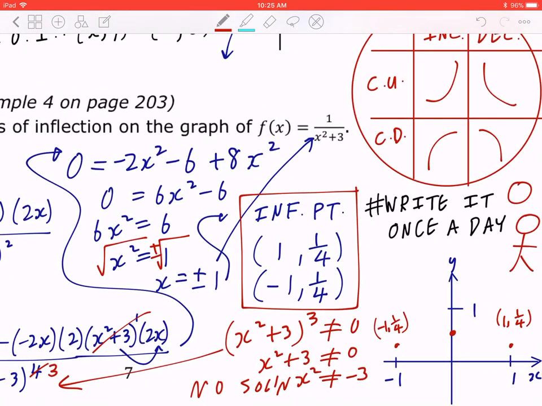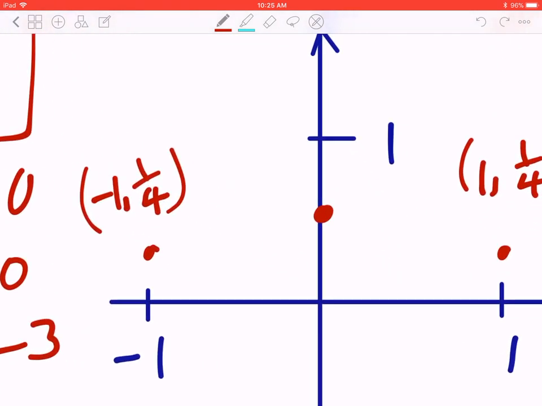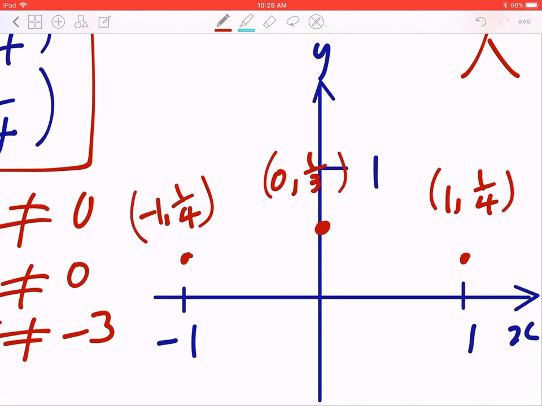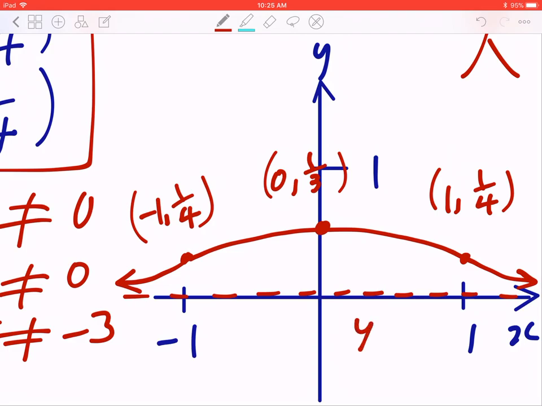If you do a bit of mental math, you can find the y-intercept. To find the y-intercept, set x to 0, and in this case 1 divided by 0 squared plus 3 is 1/3. So the y-intercept is located at (0, 1/3). When you graph this, it's going to be concave down between -1 and 1, then concave up everywhere else. There'll be a horizontal asymptote that looks something like that, and that is the function.